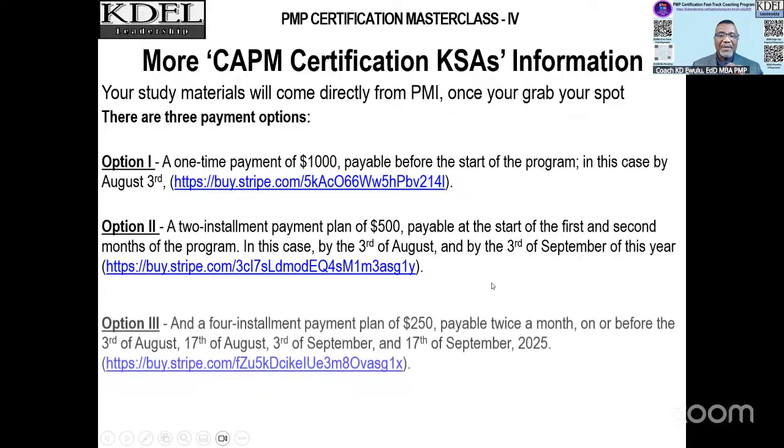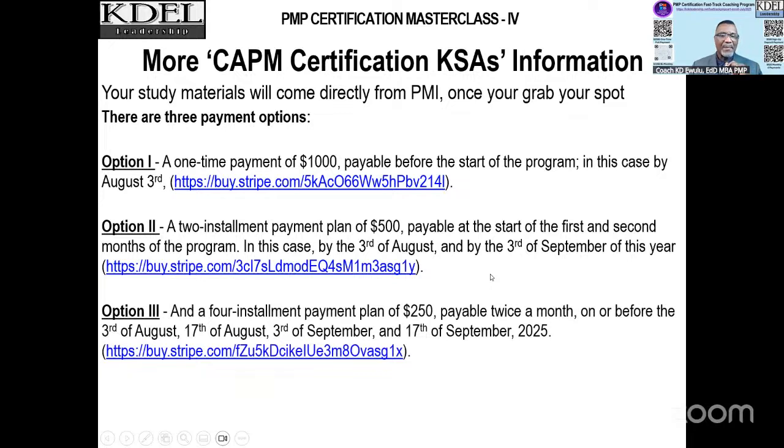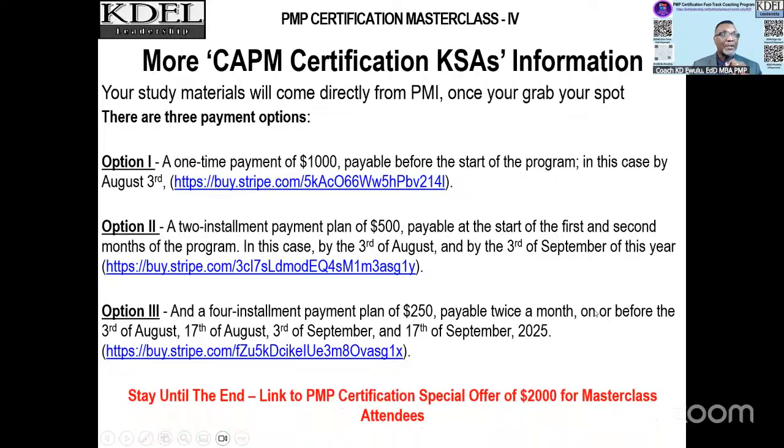And then option number 3, a 4-installment payment plan of $250 payable twice a month on or before the 3rd of August, 17th of August, 3rd of September, and 17th of September 2025. That's the link there. Again, as I said, you want to stay until the end, where I'm going to provide you the link to the PMP certification special offer of $2,000 for masterclass attendees.